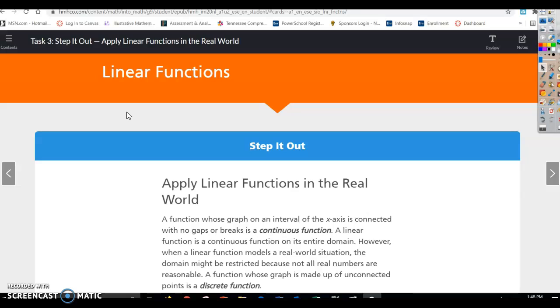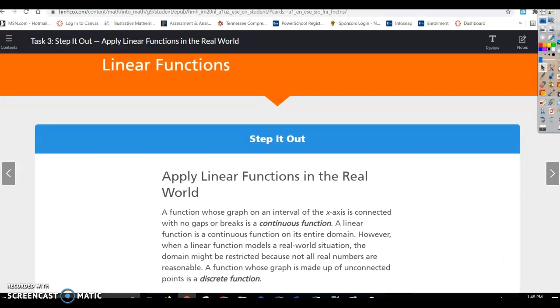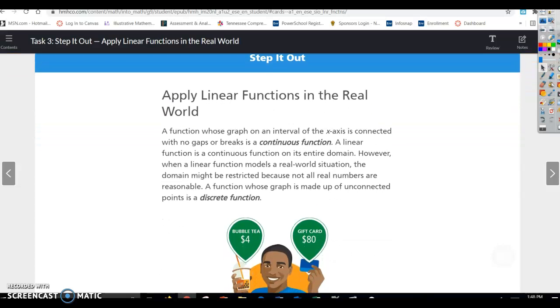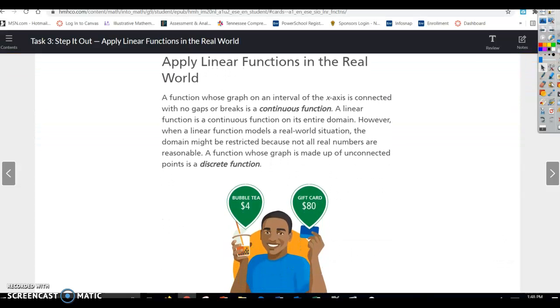Okay, still looking at 4.2, we are going to go ahead and look at task 3 as well. So if you need to pause the video and find this, you may do so. All right, we're looking at linear functions, and we want to apply a linear function in the real world.